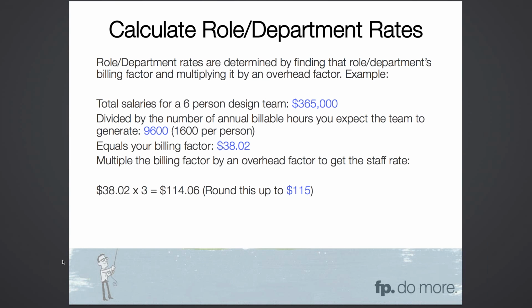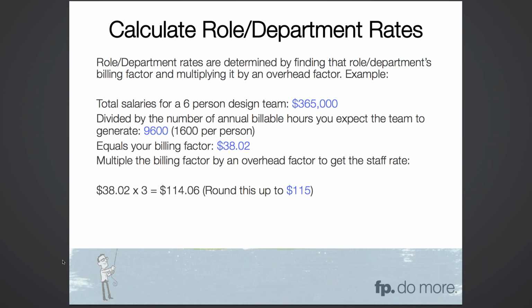Let's jump into the next one here. So calculating the role department rate, you can probably guess how I'm going to recommend that this is done. You're essentially looking at the role or department as kind of like a mini agency, and then copying the calculation from the first slide, the agency blended rate. Basically what you're doing is you're taking the total salary for that role or department. In this case, I'm looking at a 6-person design team. I came up with $365,000.